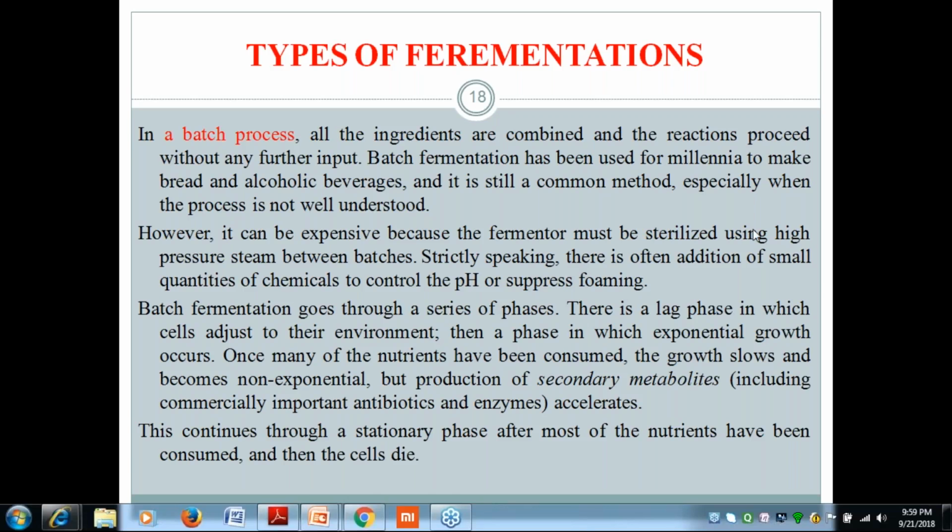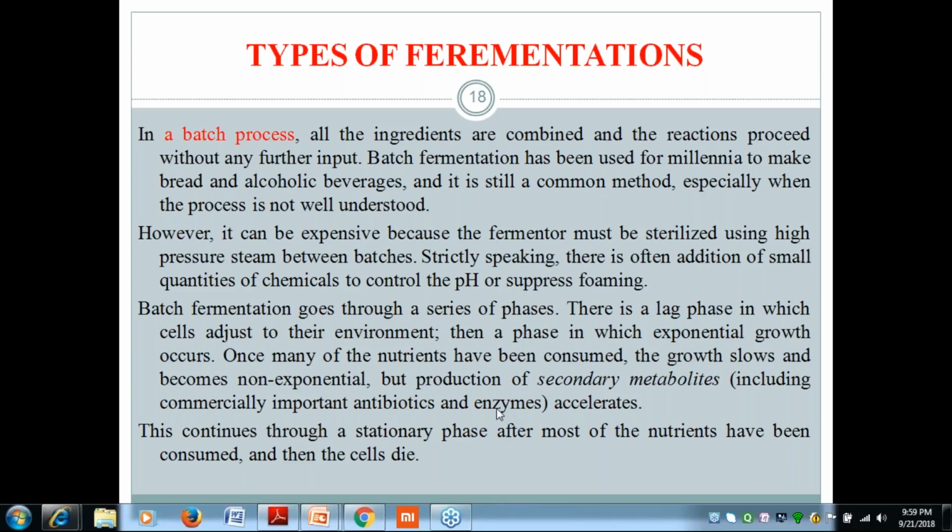Yes. Now this is the batch process that we discussed. The batch fermentation goes through a series of phases. There is a lag phase in which cells adjust to their environment. Then a phase in which exponential growth occurs. Once many of the nutrients have been consumed, the growth slows and becomes non-exponential, but the production of secondary metabolites accelerates. This continues through a stationary phase after most of the nutrients have been consumed, and then the cells die.